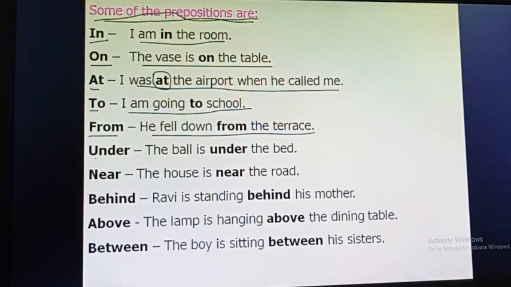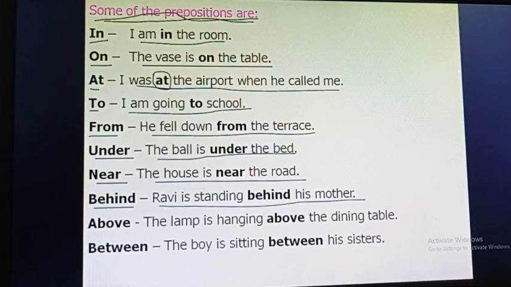Please remember. Under, the ball is under the bed. About under we talked before. Near, the house is near the road. Behind, Rabi is standing behind his mother. Behind, in Odia we call it pochore, in Hindi we call it piche. Rabi is standing behind his mother, meaning रवि अपनी माँ के पीछे खड़ा है.